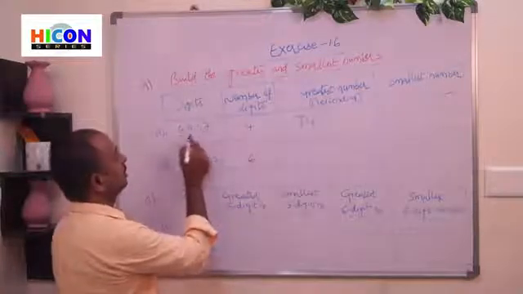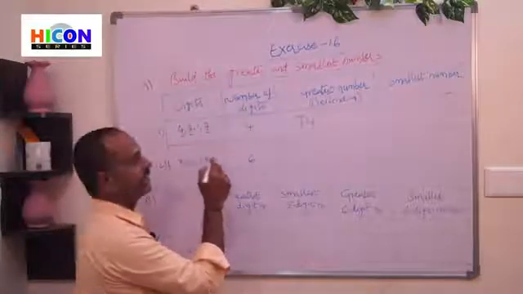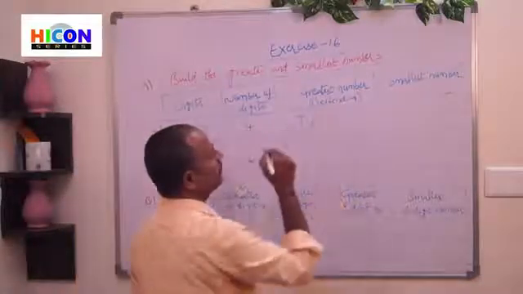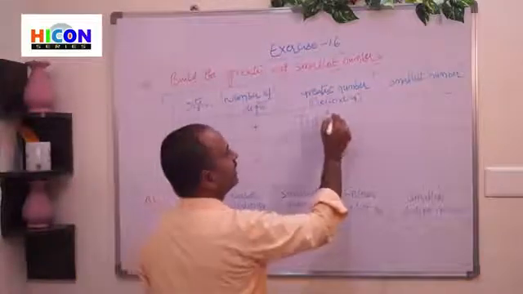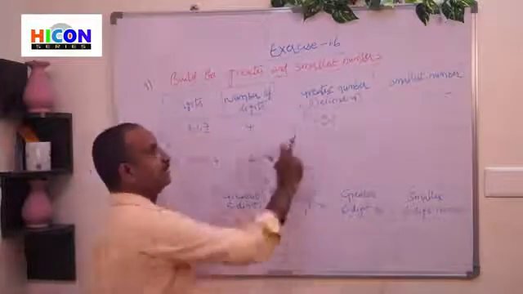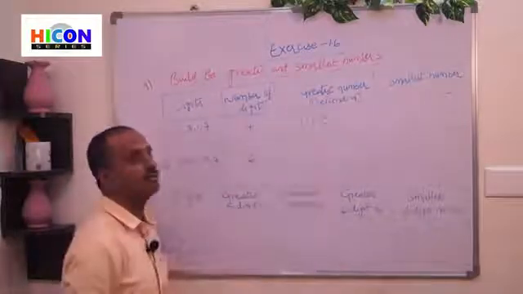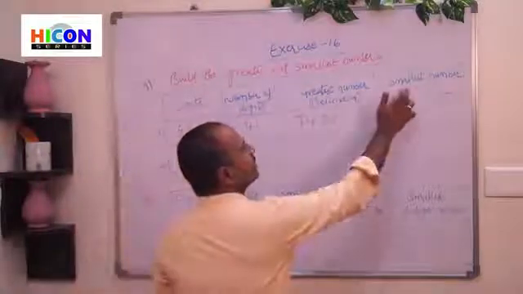Among 3 and 1, which one is greatest? 3 is the greatest. So write 3 after 4. And 1 is remaining. So write the remaining digit in the last. So children, this is the greatest number. This is the greatest 4-digit number, 7431. Next, write the smallest number.